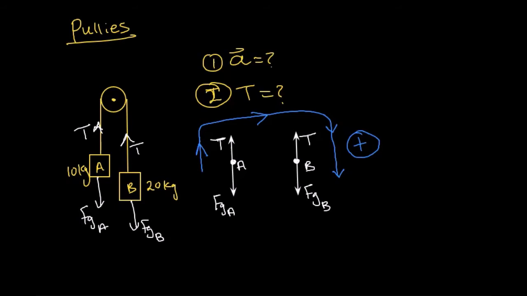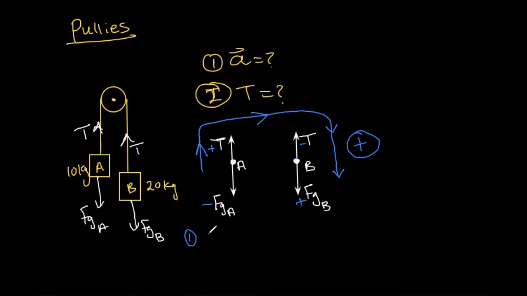So now what you need to do is put equations for each. For body A, you have positive tension, negative gravity. But for body B, you can see that the tension is pointing opposite to the arrows, so it's going to be negative. And the gravitational force for B is going to be positive because it points in the direction of the arrows. So, equation 1 for body A.